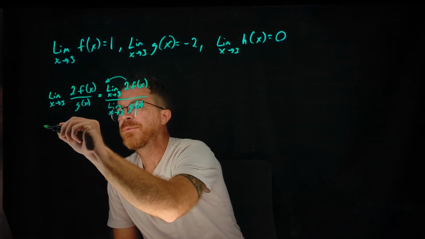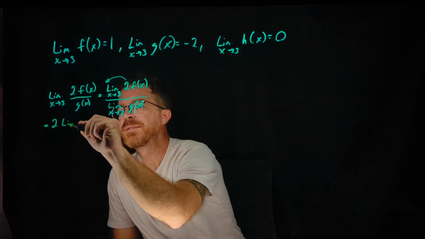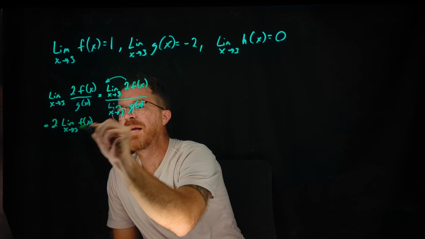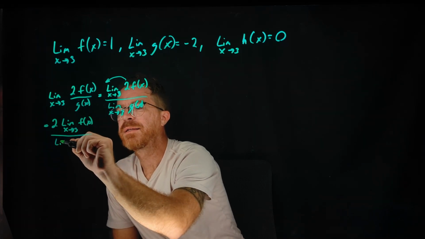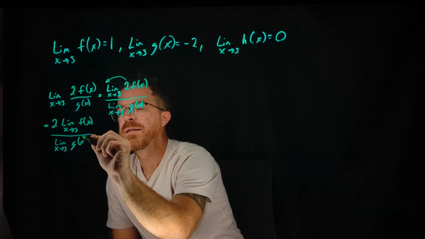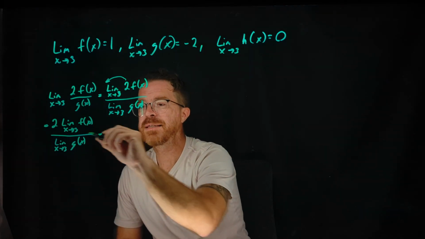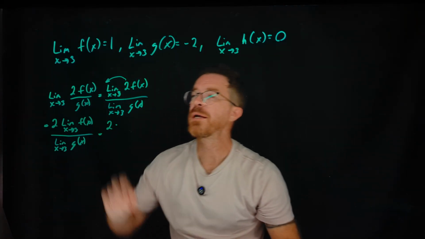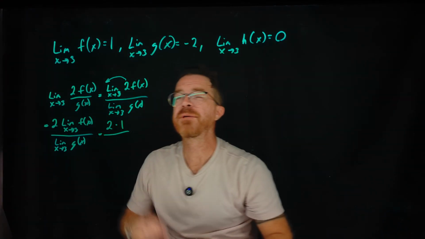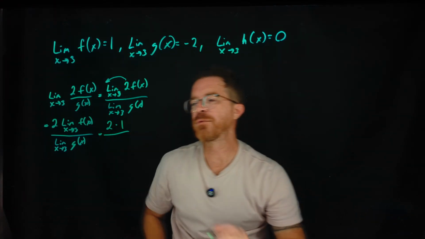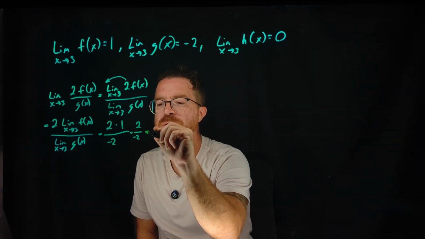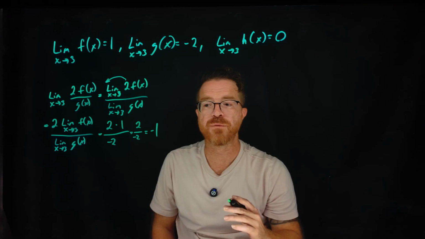This is going to be equal to 2 times the limit as x approaches 3 of f(x) divided by the limit as x approaches 3 of g(x). So in this case, this is going to be equal to 2 times the limit as x approaches 3 of f(x), which is equal to 1, and the limit as x approaches 3 of g(x) is equal to negative 2. This gives us 2 over negative 2, which is equal to negative 1.